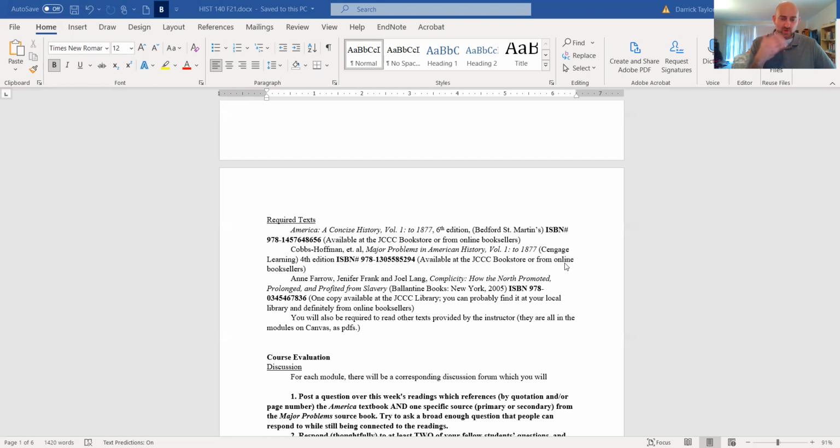Then finally, you'll also be required to read other texts provided by the instructor. They're all in the modules on campus, and they're just articles mostly, or excerpts from books, as you'll see. I'll go through those in a second. Those are more academic, and so you get shorter examples. It's a lot of reading in the course, so be prepared.